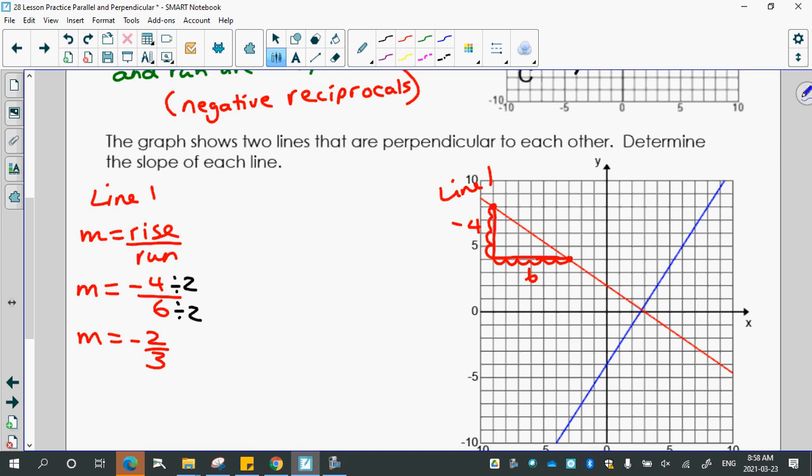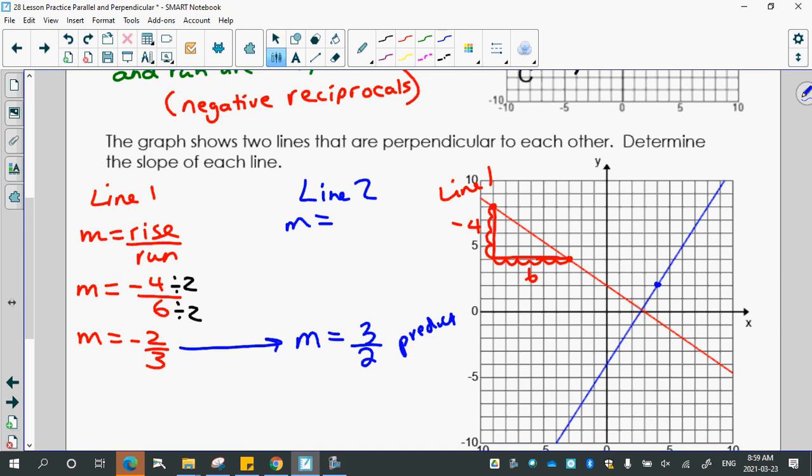So if they are perpendicular, how could you take this slope and predict what the slope of this one would be? Amelia? Flip them? So and make it positive. Perfect. They have to be opposite signs. Okay, so this is our prediction. And then we're going to actually draw a right triangle and see if that's true.